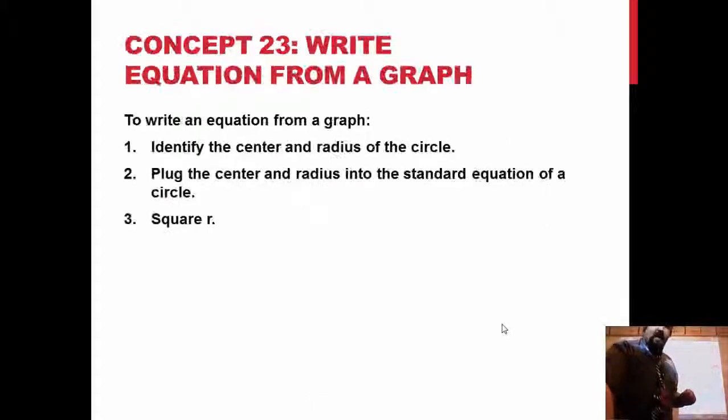So right here, I have something for us to do. It says, write the equation from a graph. So the goal here is, I'm going to give you a graph, and I want you to write the equation from it. So, identify the center and radius visually. Then you plug the center and radius into your equation, and you simplify. I know I said r squared there, but it's just simplified the way I've asked you to. So let's look at how to do this.